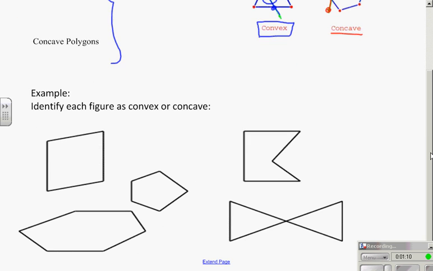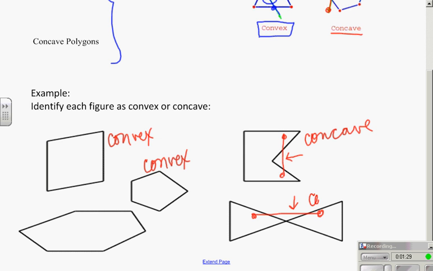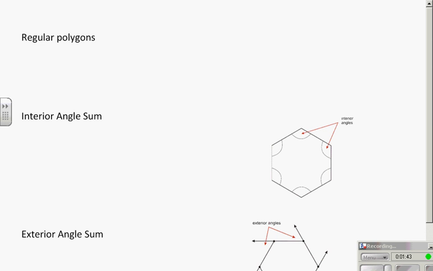So just very quickly, this is convex, convex. This one is concave because I can draw that segment from here to here and go outside. This is also concave. It's got a dent in it, and this one is convex. So just a quick, simple thing that you probably saw in elementary school.